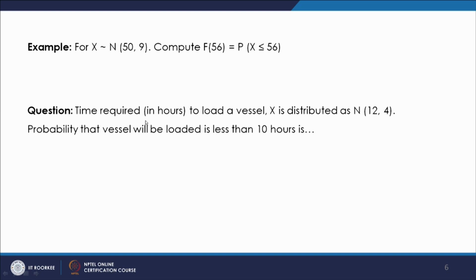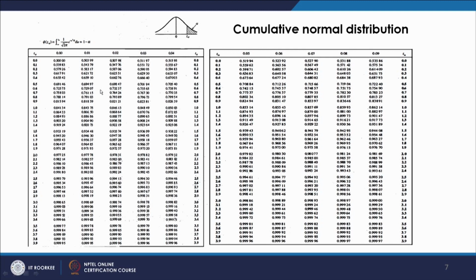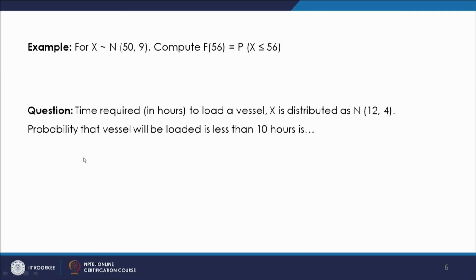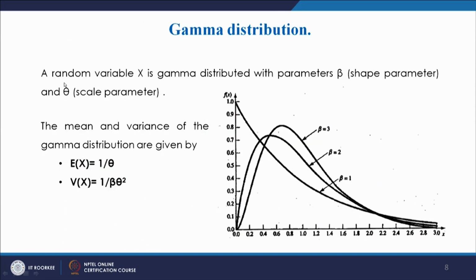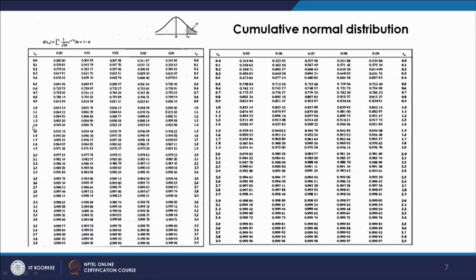From the table you can get this value. If you see the value 2, for that it is 0.97725. So, from here the cumulative probability value can be taken as 0.9772. That is basically taken from this table, and you can directly get it from this table.